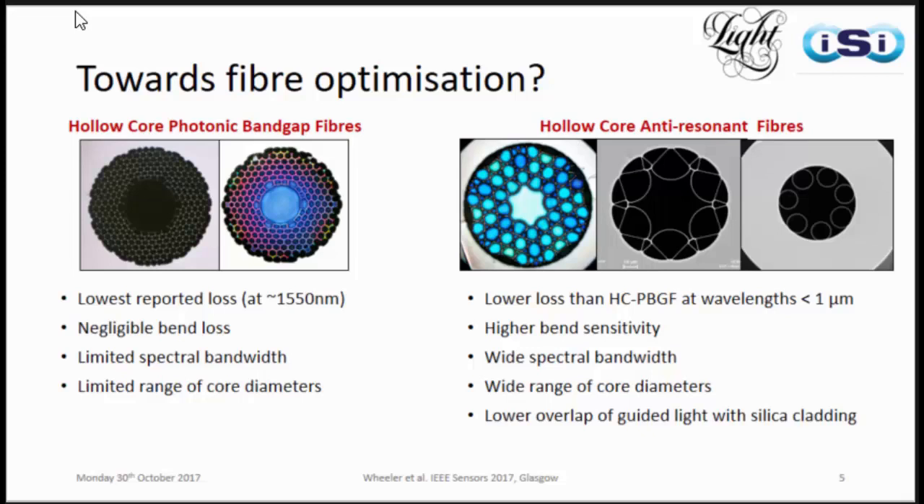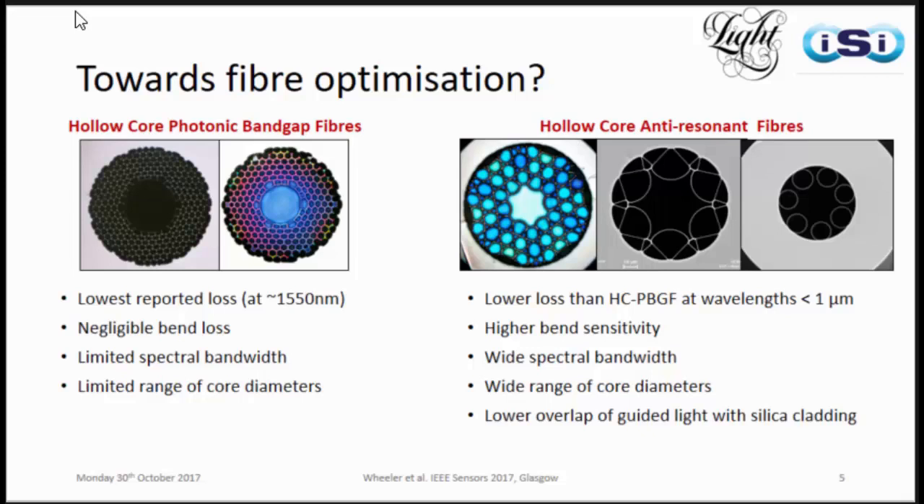However, from the guidance mechanism, they have a limited spectral bandwidth and also a limited range of core diameters. In the second family shown here on the right, the hollow core anti-resonant fibres, if you're operating at a wavelength below 1 micron, you can actually have a lower loss than in a bandgap fibre. However, there is a compromise, where they have significantly high bend sensitivity. But we can have very wide spectral bandwidths.